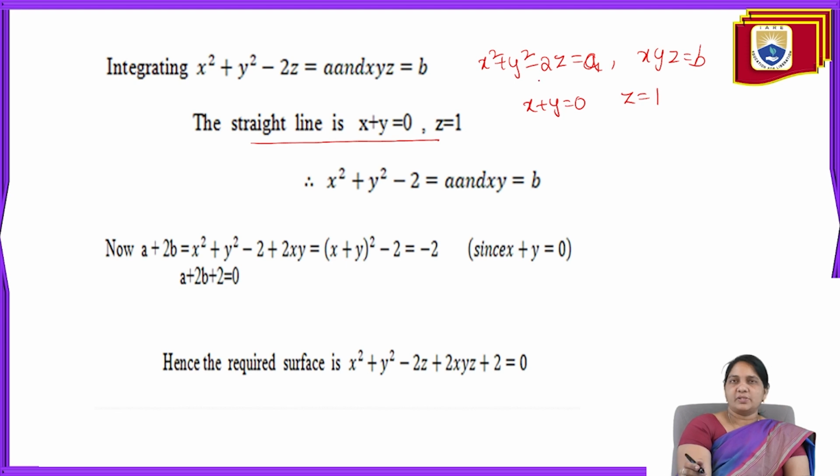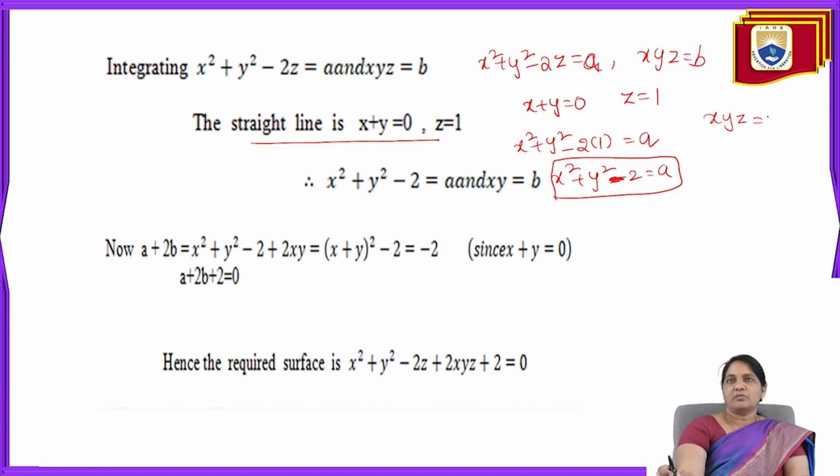So now I am going to replace here in this equation, that is x square plus y square minus 2 into z, where z is 1, equal to some constant. So x square plus y square minus 2 equal to a. So now we are going to use xyz equal to b, z equal to 1. So xy into 1 equal to b. So this is the second solution. Now I am going to use this one to simplify this equation. So I am doing here a plus 2b.